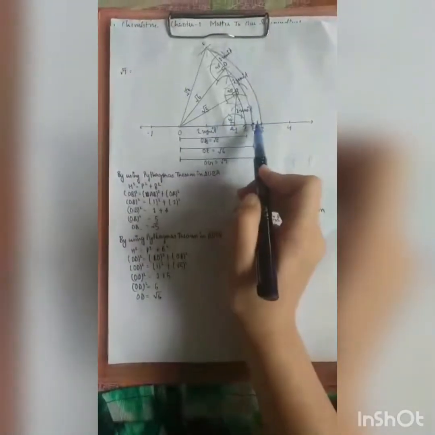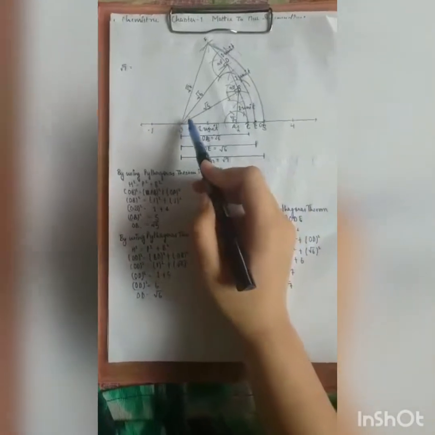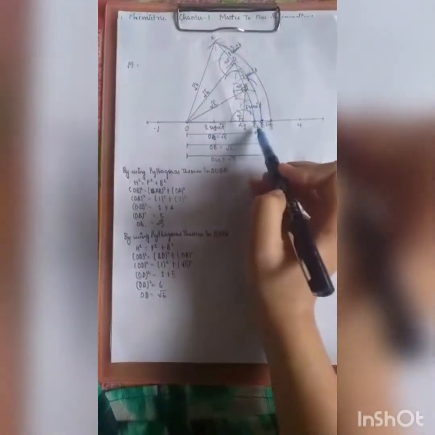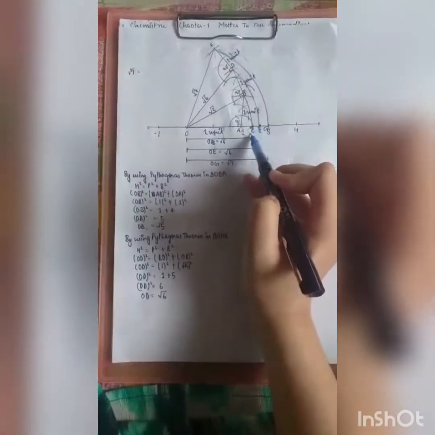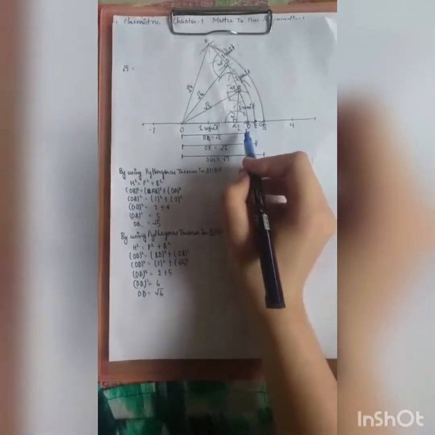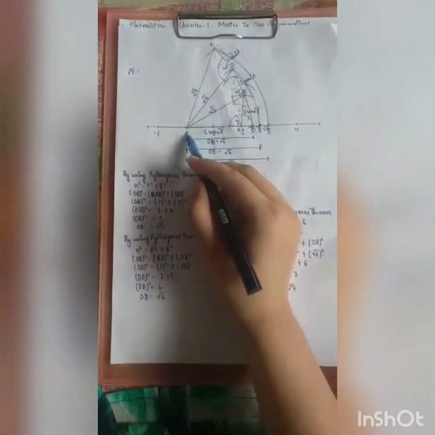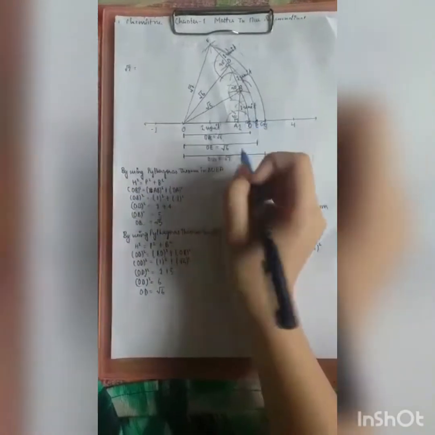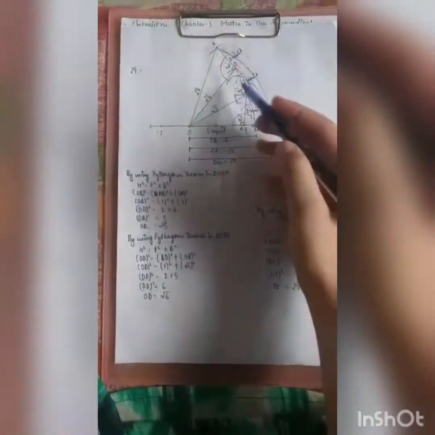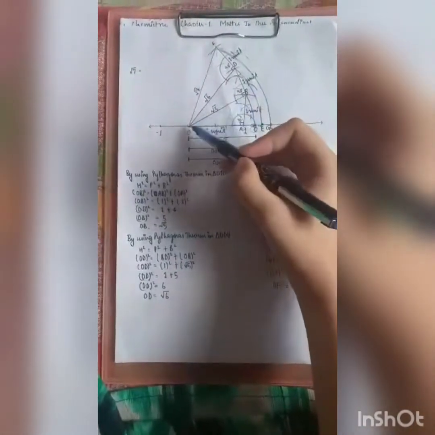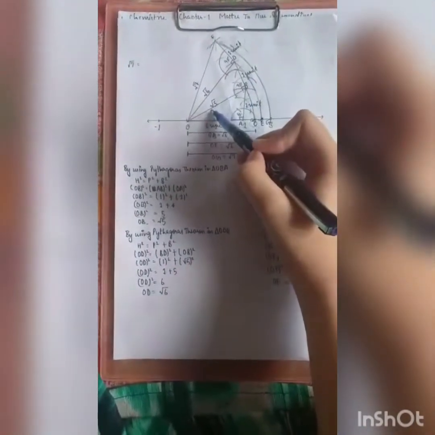OB square is equal to 5 and OB is equal to root 5. Now to represent root 5 on number line, take your compass at point O and draw an arc on number line, and this specific point is root 5. Now from point O to point C is root 5.